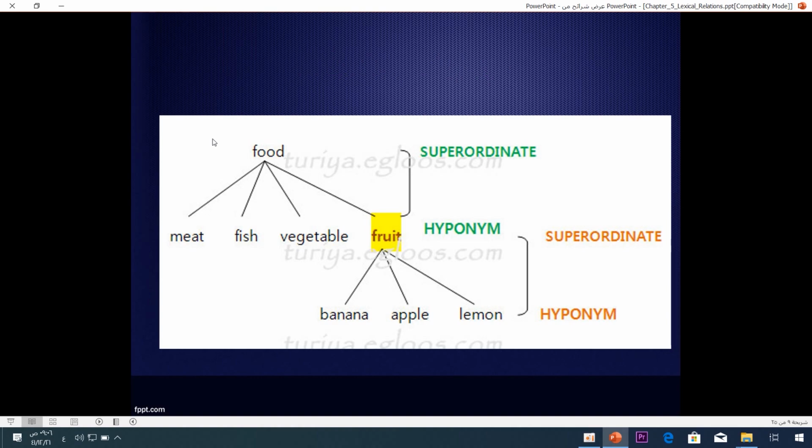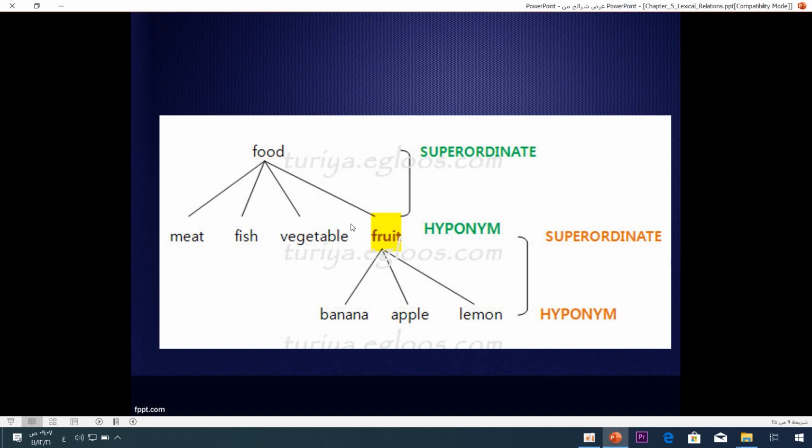Okay, food. So we have the words meat, fish, vegetable. All of them are hyponyms of the word food. يعني جميع الكلمات الآتية طبعا تتبع food. And then we have fruit. You see this? A fruit also is a hyponym of food.